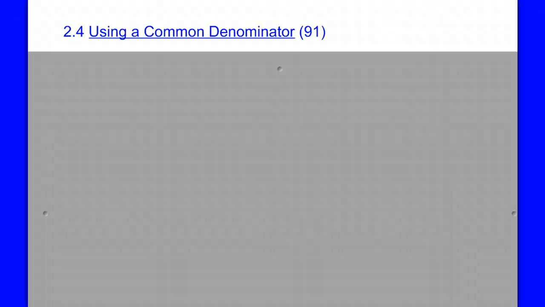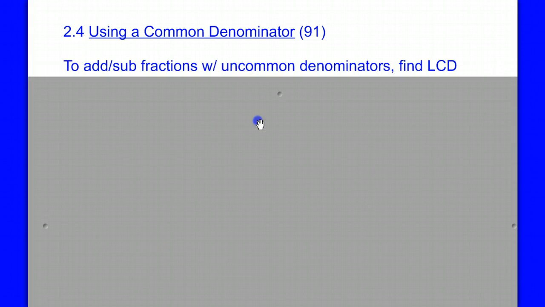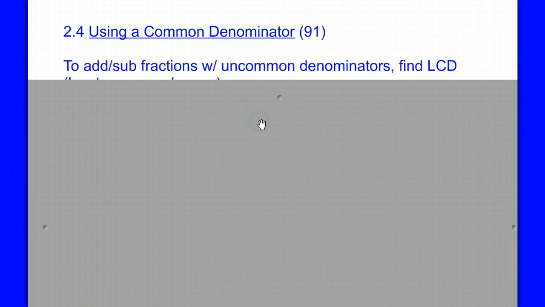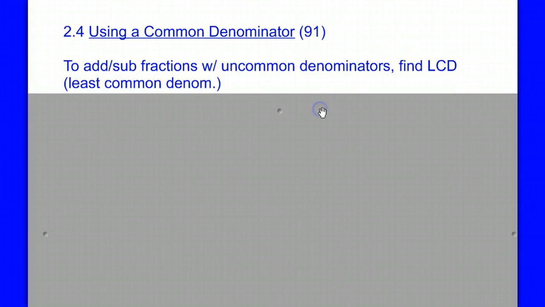Okay, so in Chapter 2, Section 4, we're now going to see some fractions that do not have a common denominator. And not only will we see them, but we need to be able to add them and subtract them, right? So we've got to use what we've learned in the last couple of sections, okay? Because what do you need when adding or subtracting fractions? Everyone, you need a common denominator, okay? So to add and subtract fractions with uncommon denominators, let's find the least common denominator.